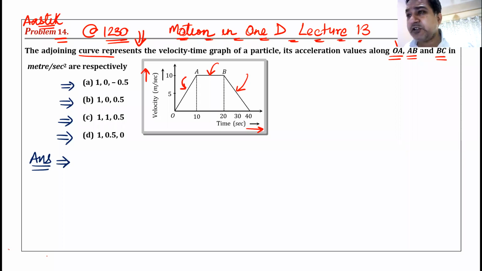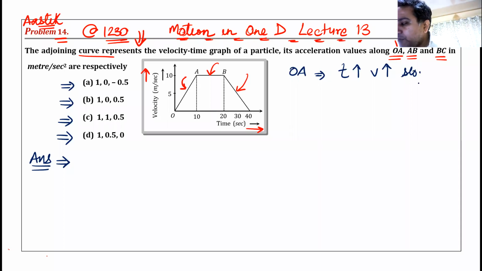Niharika, your answer is wrong. The trick to get the answer is right here. Look at the part O to A. From O to A, as time increases, velocity increases. Yes, Niharika. So the graph's slope is positive. From O to A, when time increases, velocity increases, the graph's slope is positive.